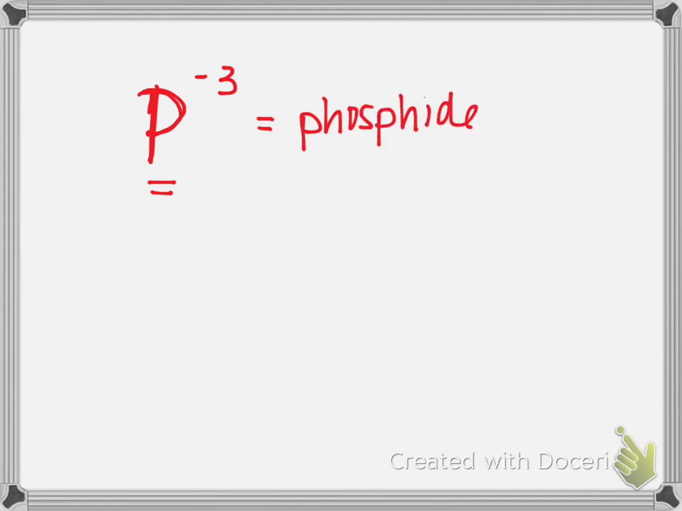So if I was going to ask you, what is the name of this atom, P minus 3? Okay, well, it has a negative charge, so it's an anion, which means it has to be on the right side of your periodic table. And you know it's phosphorus, right? It's made of phosphorus, so we look for the P. But it's a negatively charged phosphorus, so the name of it would just be phosphide.